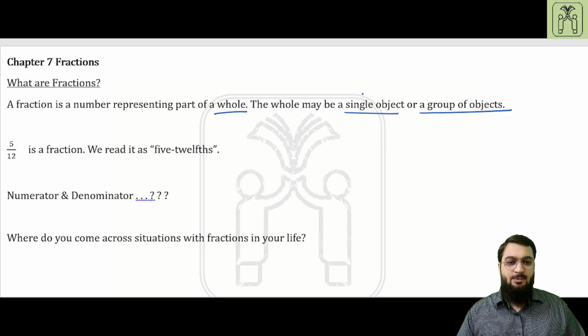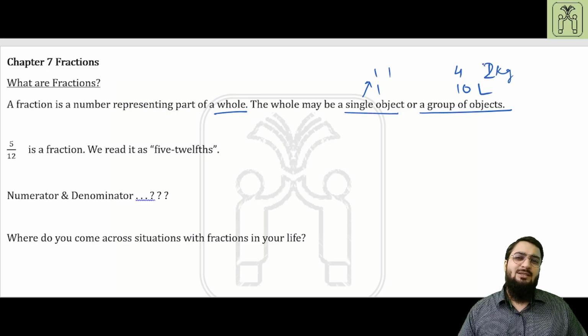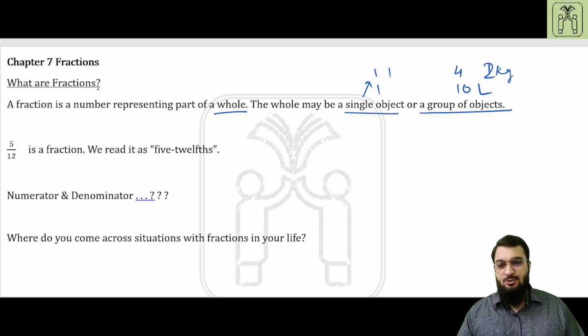It may be a single object, that is, one apple or one pizza or 1 liter or anything, or a group of objects. It can be a group of 4 pizzas, or 1 kilo of apples or 2 kilograms of apples, or 110 liters, anything like that. So it can either be a single object or a group of objects. So a fraction is a number representing part of a whole.